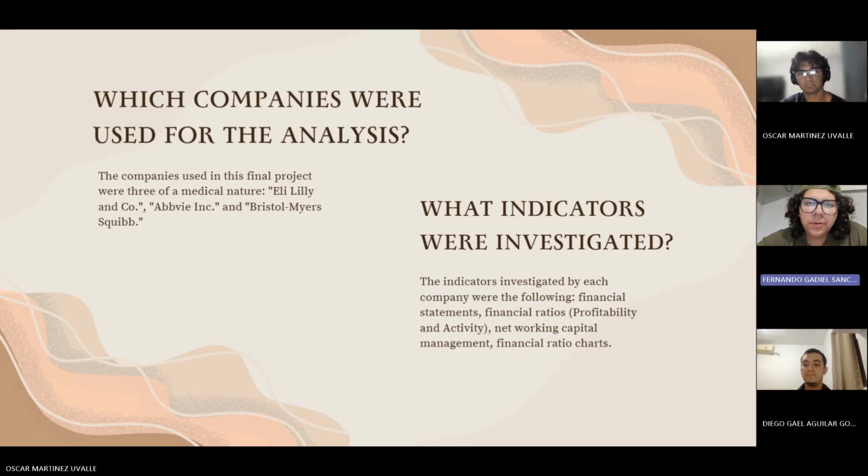Which companies were used for the analysis? The companies used in this final project are three: Eli Lilly and Co., AbbVie Inc., and Bristol Myers Squibb. What indicators were investigated? Indicators were financial statements, financial ratios, net working capital, and financial ratio charts.